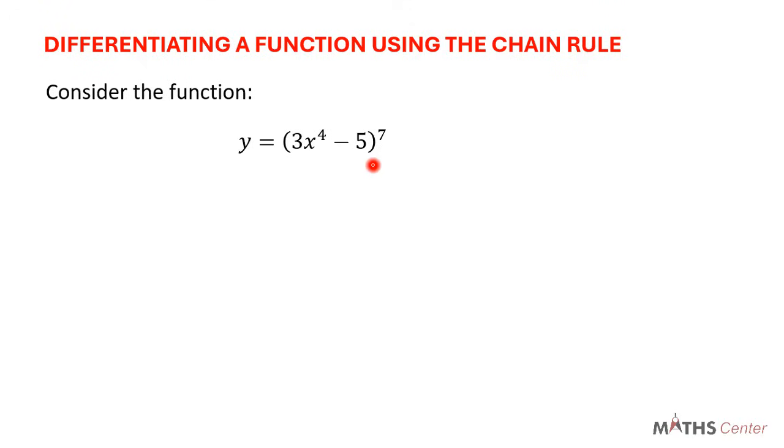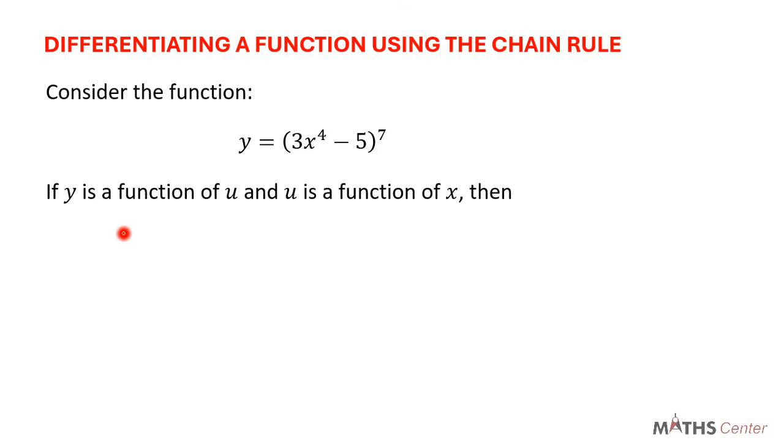Sometimes you can have a function where the terms are under a square root sign. In that case too, you have to use the chain rule. It's easier to use the chain rule to differentiate. So what is the chain rule and how do we use it? The chain rule says that if y is a function of u and u is a function of x, then dy/dx will be equal to dy/du times du/dx.